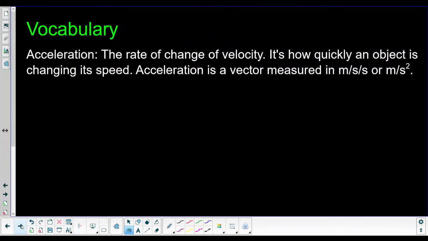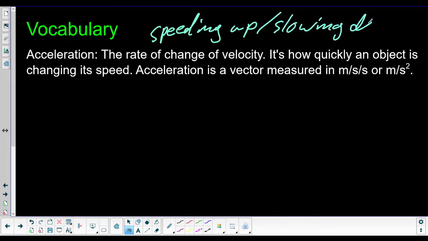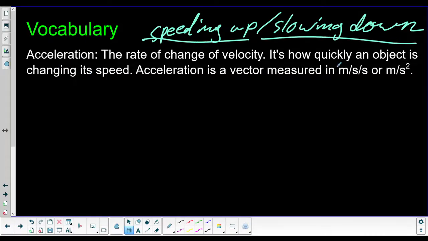You've only got to learn one new word, and it is acceleration. So acceleration is the rate of change of velocity, and it's how quickly an object is changing speed. You want to think about acceleration as speeding up or slowing down. Look at my beautiful cursive. Anyway, these are the two that you want to really solidify in your brain.